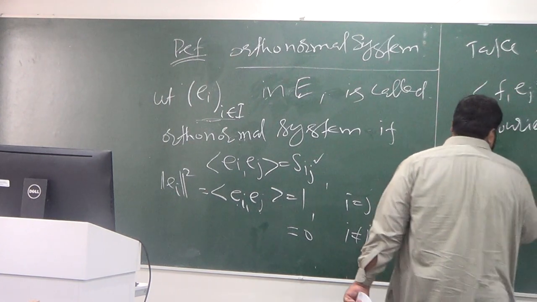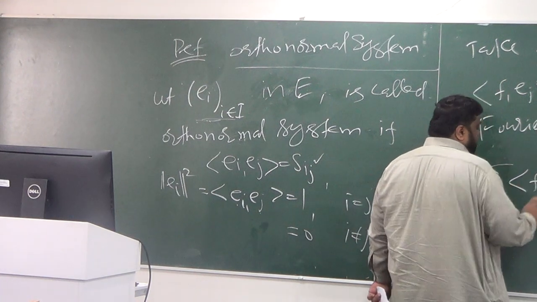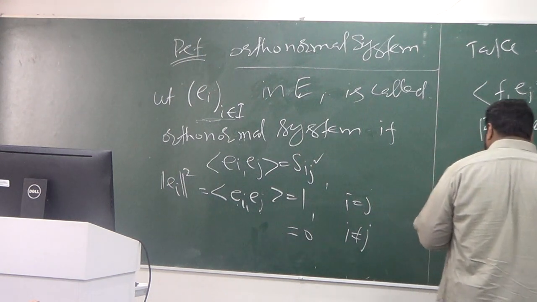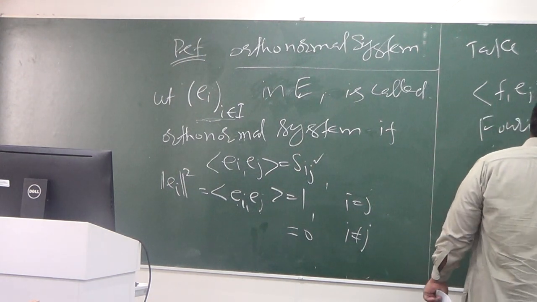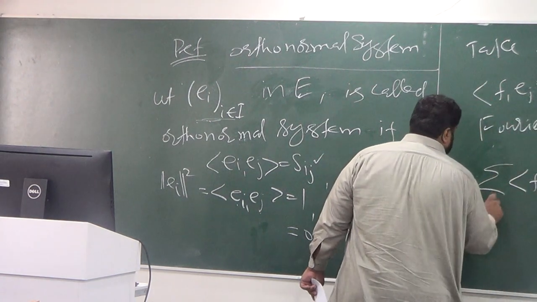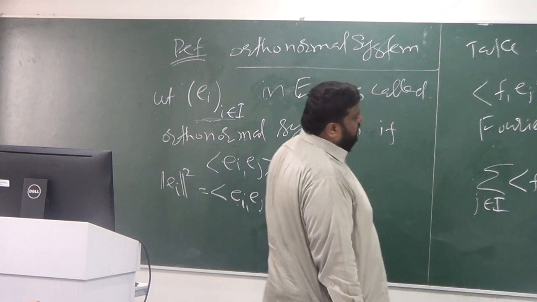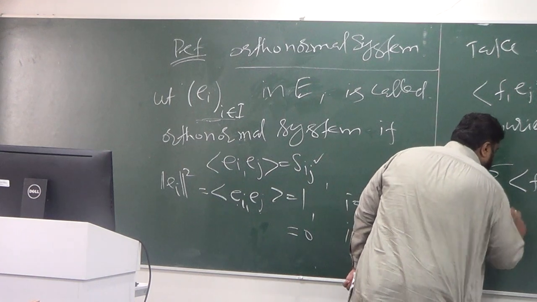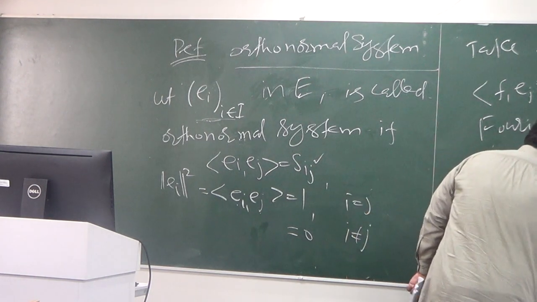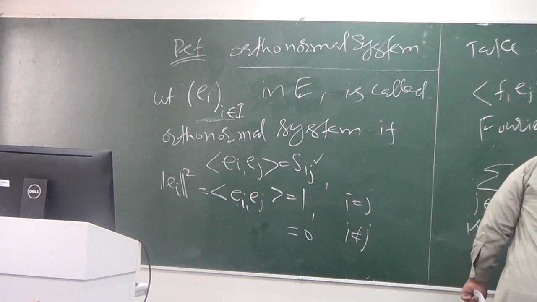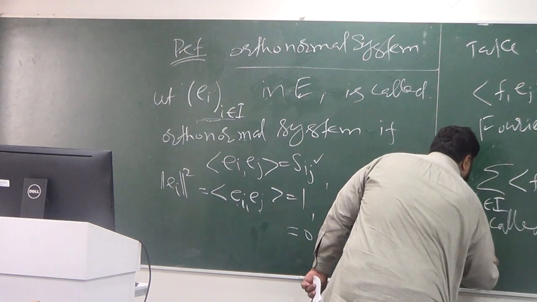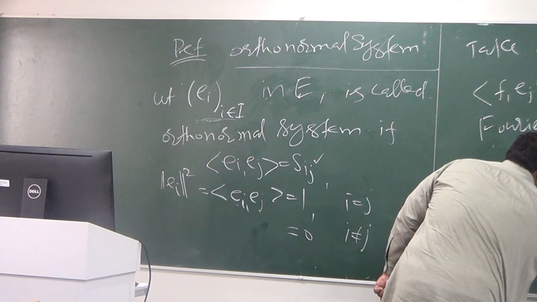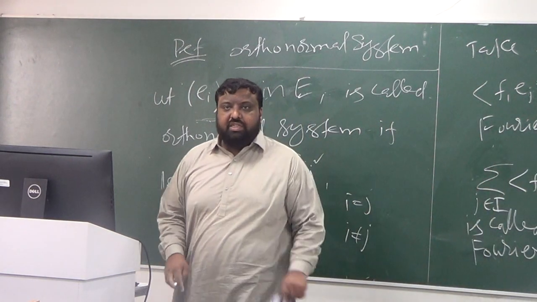Okay. And this series, the sum of F, Ei times Ei, where I is the abstract index, it's called abstract Fourier series. Okay. Abstract Fourier series. Just a notation. Okay, is it making sense?